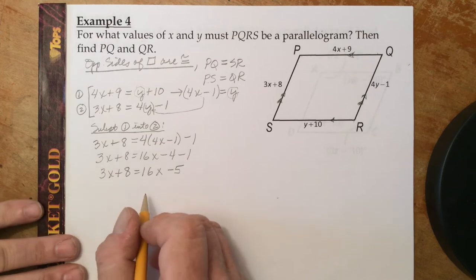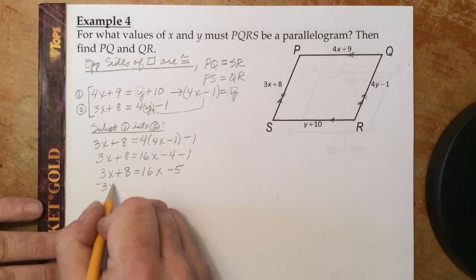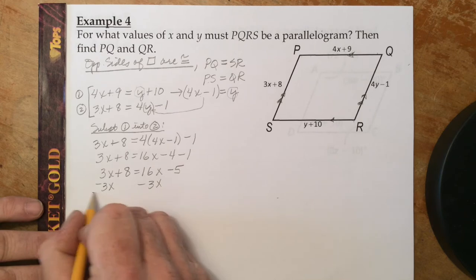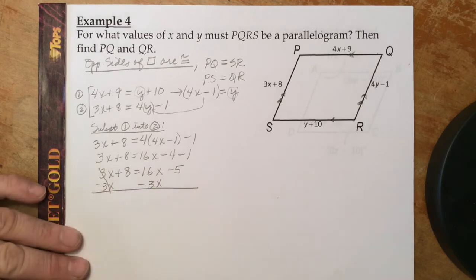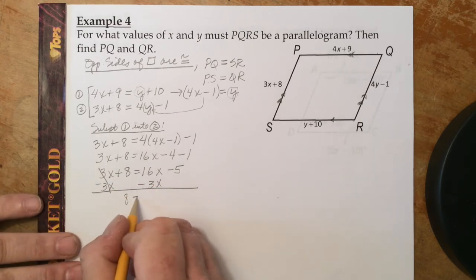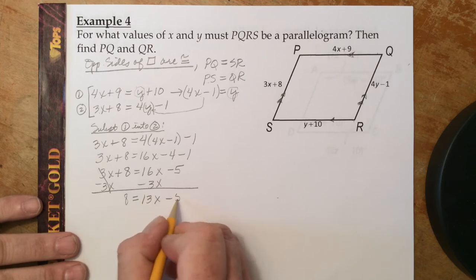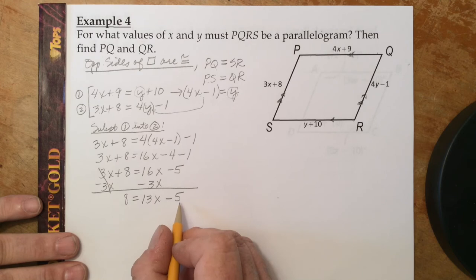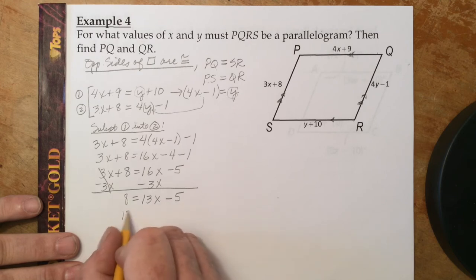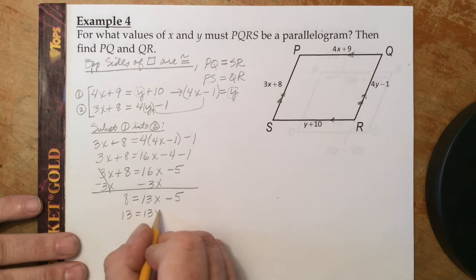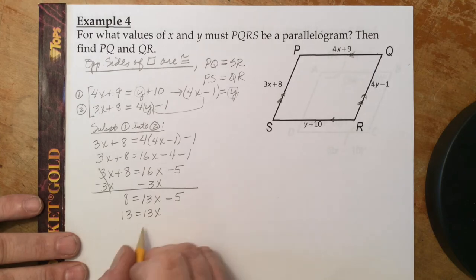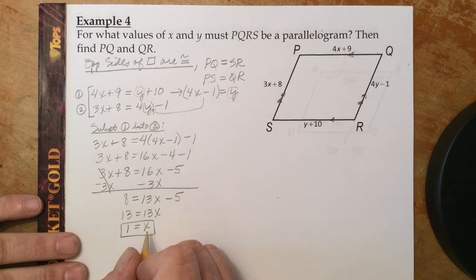Having an x term on both sides, we subtract 3x from both sides. Over here they subtract out, and we get 8 equals 13x minus 5. Adding 5 to both sides to get rid of the minus 5, we get 13 equals 13x. Dividing both sides by 13, we get x equals 1, or 1 equals x. So we found our x value.